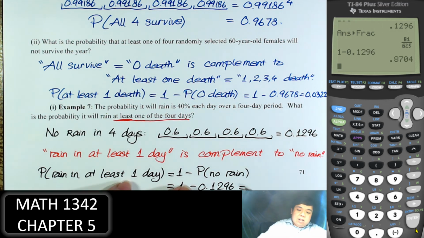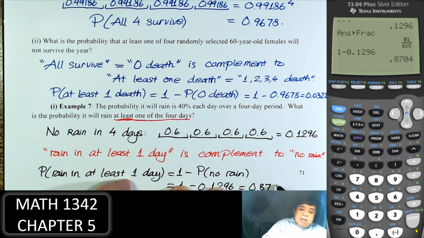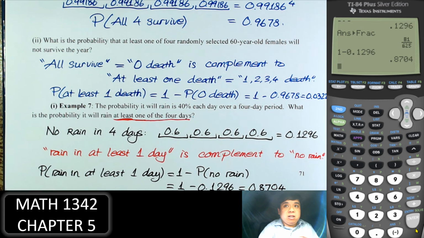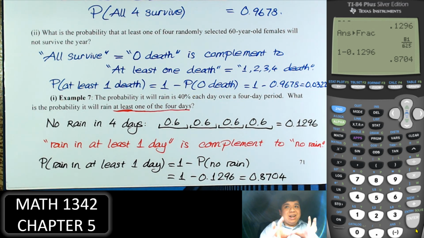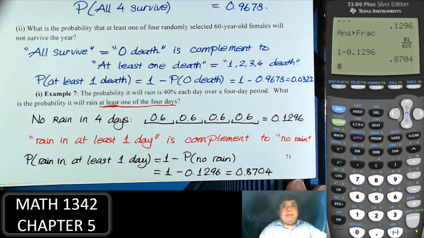So we have that. Every time we see at least, or at most for that matter, see if we can use the complement, calculate the complement first, and then subtract it from 1. Sometimes that will be easier. In the last 2 examples, that is the case.